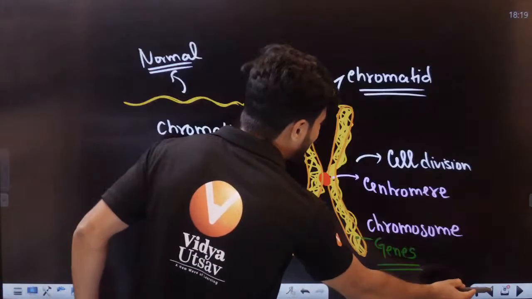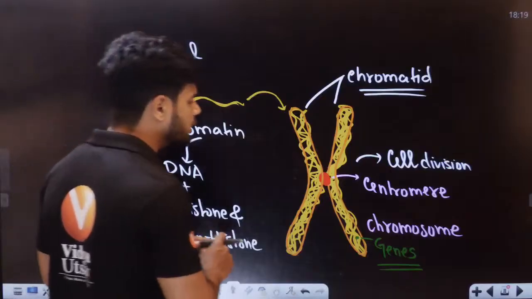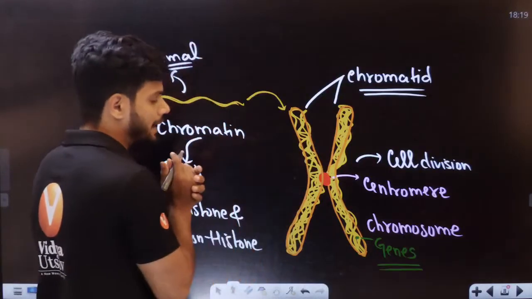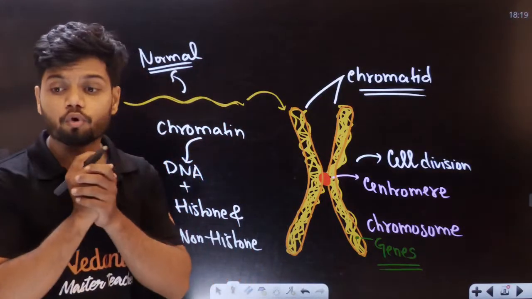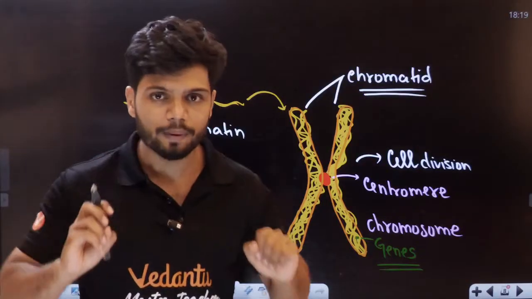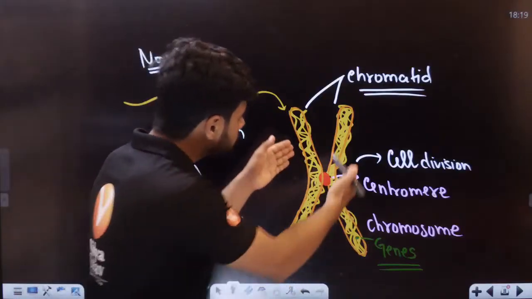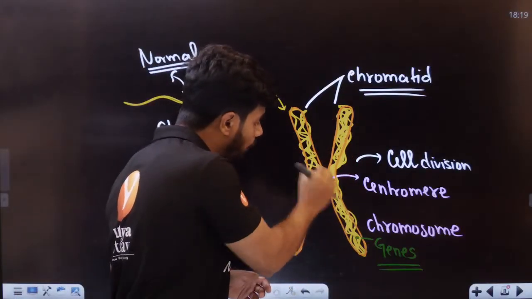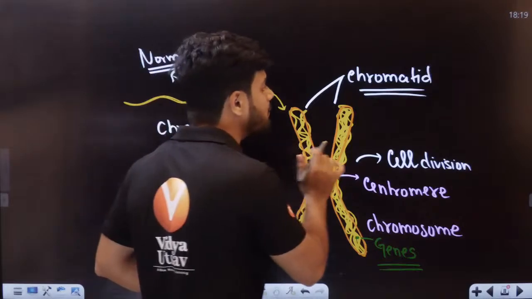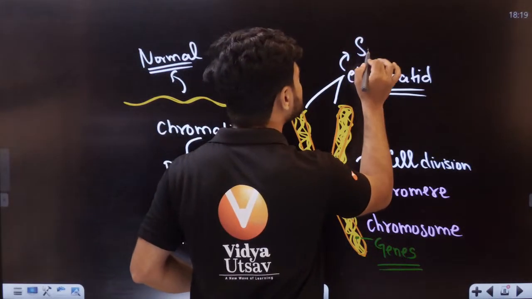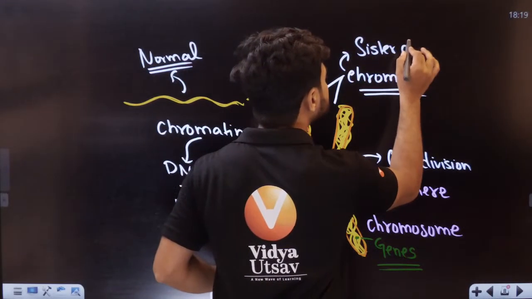Okay, now if you go back here students, I told you these two are called chromatids. Now students, if two chromatids are part of one centromere, like one family, they are also called sister chromatids.